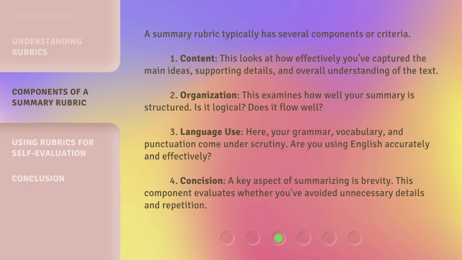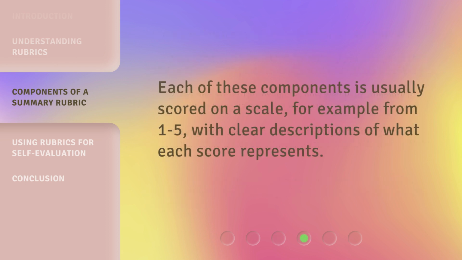4. Concision. A key aspect of summarizing is brevity. This component evaluates whether you've avoided unnecessary details and repetition. Each of these components is usually scored on a scale, for example from 1 to 5, with clear descriptions of what each score represents.